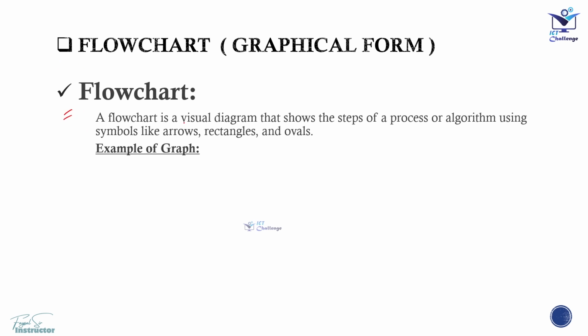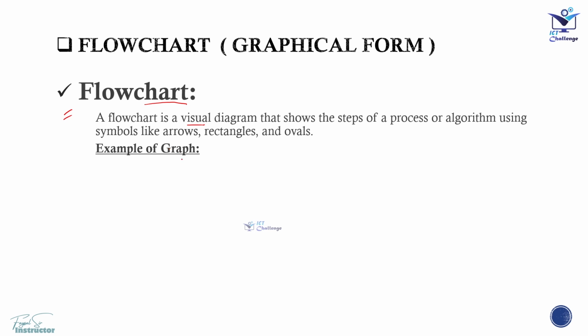So what is a flowchart? A flowchart is a visual diagram that shows the steps of a process or algorithm using symbols like arrows, rectangles and ovals. That means a flowchart is actually a chart that can be visualized by the user or the developer or anybody else, and this diagram shows how to apply the solution or how to solve the problem. For these kinds of flowcharts we need some graph symbols or diagrams to solve any kind of problem. So at first we have to know all of the symbols.